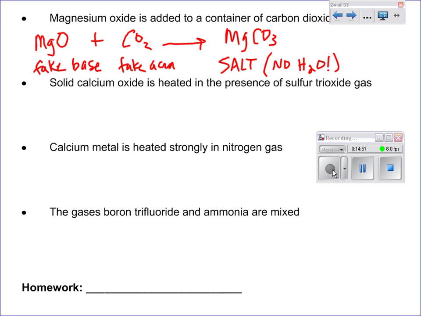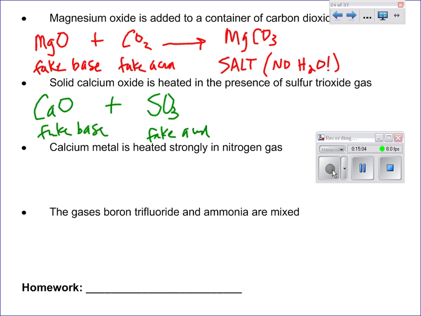We have another one just like it, solid calcium oxide, which is a fake base, is added to sulfur trioxide, and I don't know if up there that was balanced, which is a fake acid. We make a salt again, no water. And what is our salt? Calcium sulfate. So those are pretty easy. Those are the examples of the second rule, two compounds coming together to form one product.